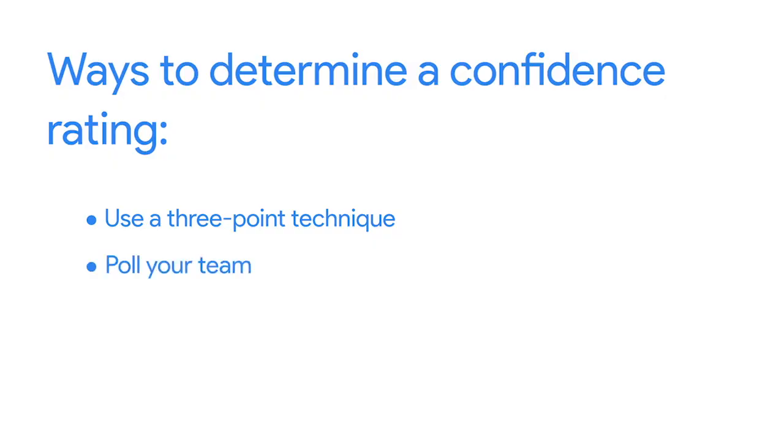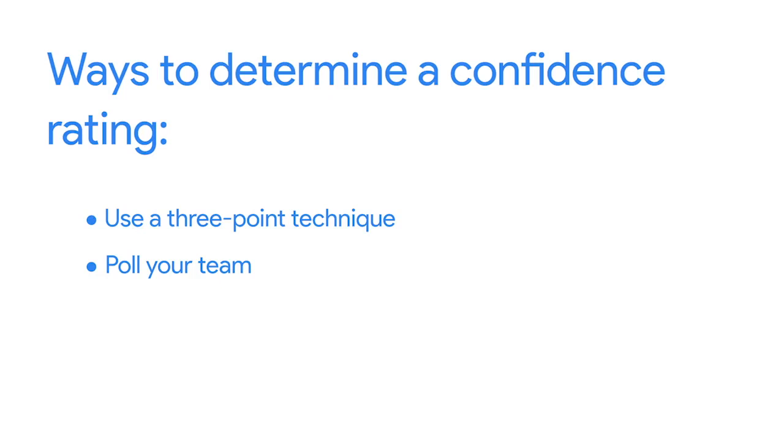If you can show that you've considered the best and worst case conditions for a task, then your confidence level rating for that task's time estimate would be high, since you have a thorough understanding of the task. Another way to determine a confidence rating is by polling your team about the tasks they're assigned and coming to a consensus about your collective confidence.